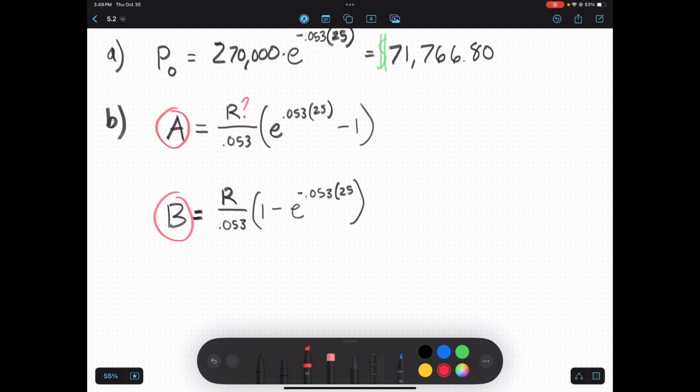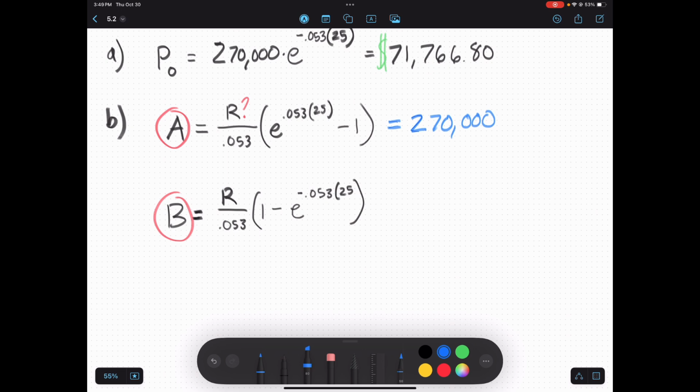Since R is unknown, I need to plug in something for my present value and my future value in order to actually be able to solve for R. So if I use my future value formula, what will I plug in for A? Here, I'm going to switch it over to the other side to make it a little bit more convenient. What's my future value here? I want to eventually have 270,000 after 25 years. So that represents my future value.